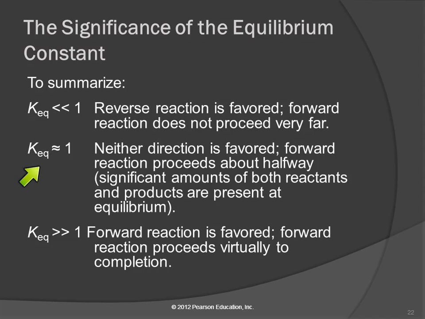When KEQ is close to 1, we have roughly half and half. It's kind of in the middle. It's more balanced. And you're going to have significant amounts of both reactants and products. When these equilibrium constants are very small or very large, like the ones we looked at, 10 to the 19th, 10 to the minus 31, the amount of product or the amount of reactant that's small might be so small that you can't even measure it. And so it may appear that there's actually none of it there.